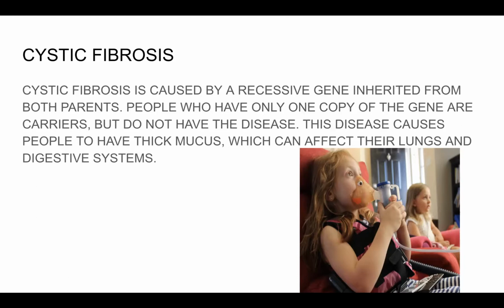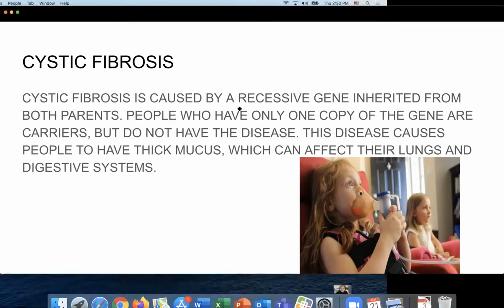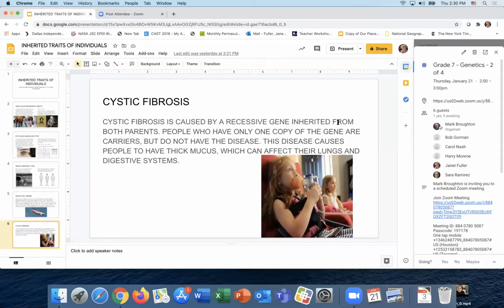With cystic fibrosis, these people have thicker mucus than the rest of us. And so this thick mucus can affect their lungs and their digestive system. So genetics is a fascinating subject, and you'll go more into that in biology in high school, and then of course in college you'll probably get very deep in it.